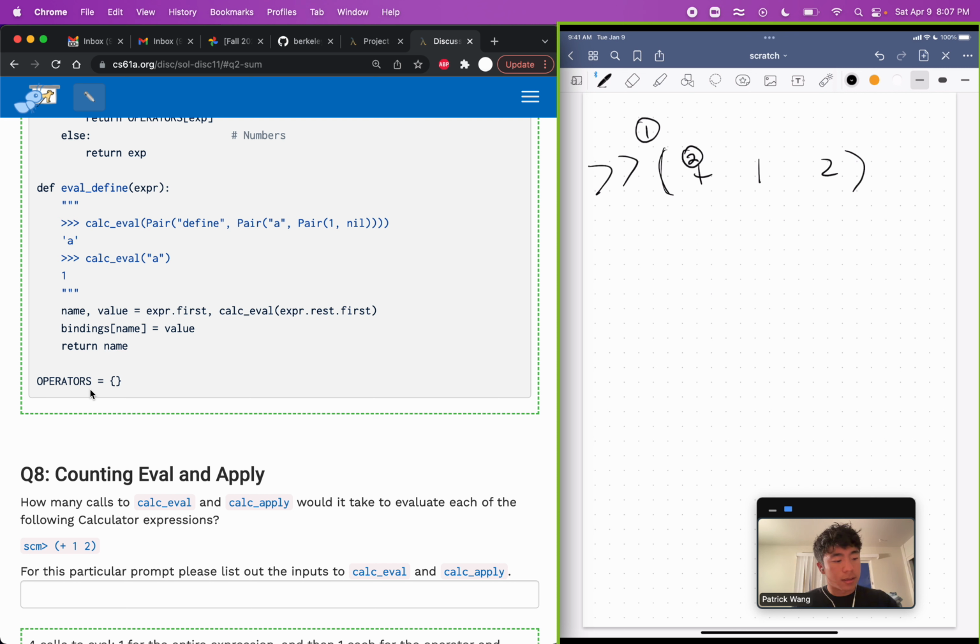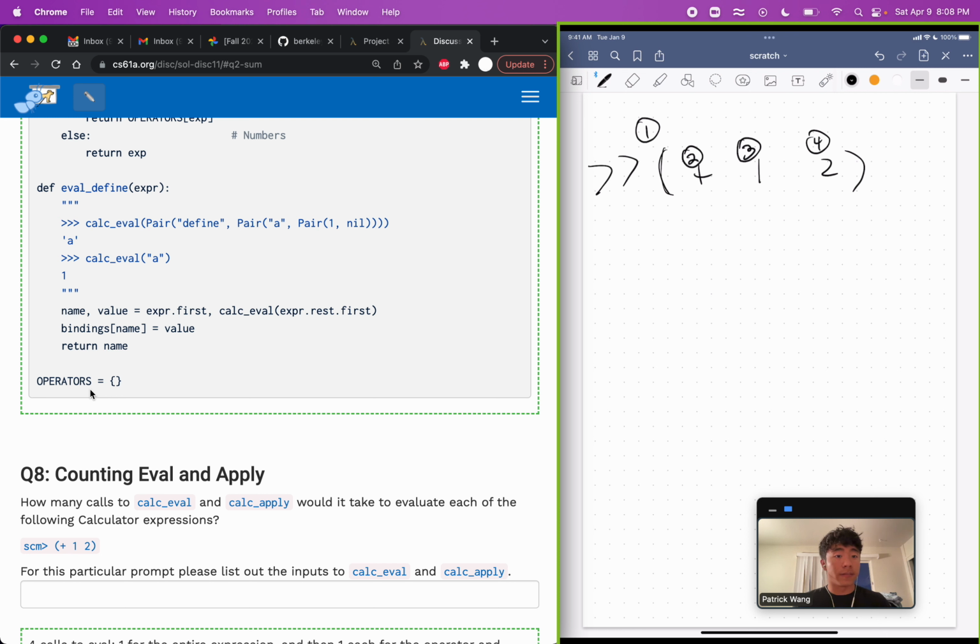So what we're going to do is call calc eval on that 1. 1 is just 1. Call calc eval on 2. 2 is just 2. But we still call calc eval to make sure this 1 is a 1 and this 2 is a 2. So we have 4 calc eval calls so far.